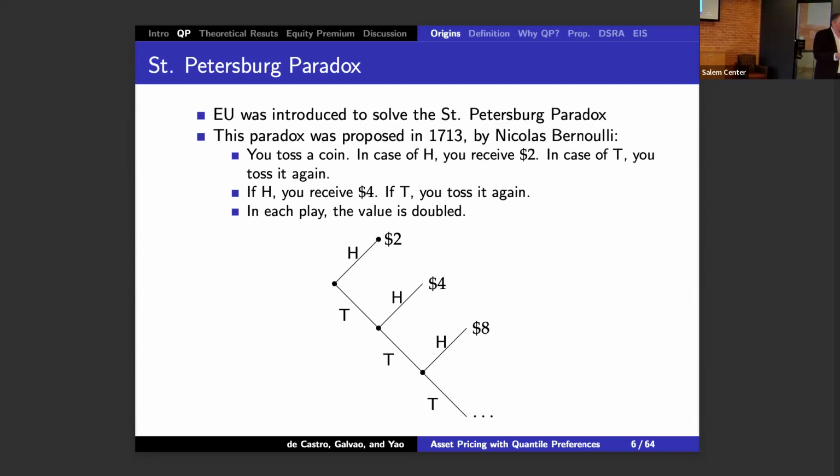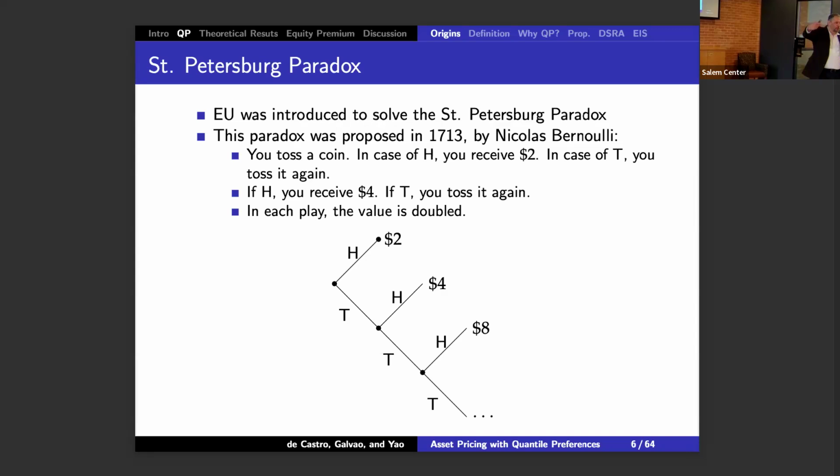How to make bets. And then Pascal, talking with Fermat, said, well, we have to calculate the expectation of the lotteries, and then probability was born this way. And then in 1713, Nicholas Bernoulli came with this game. Suppose that you pay a coin, if it heads, it's $2, if tails, you play again. If it heads, $4, if not, play again. And then you keep going, and every time that you play, it doubles.